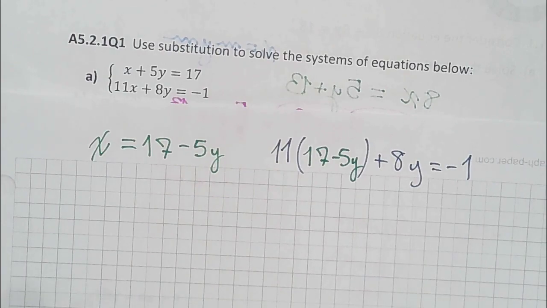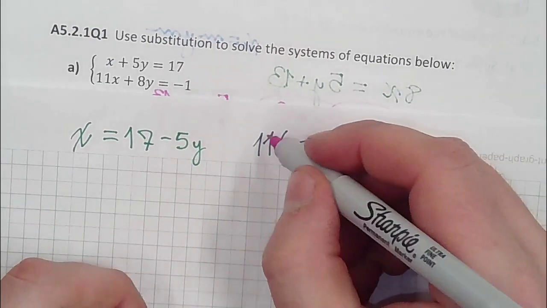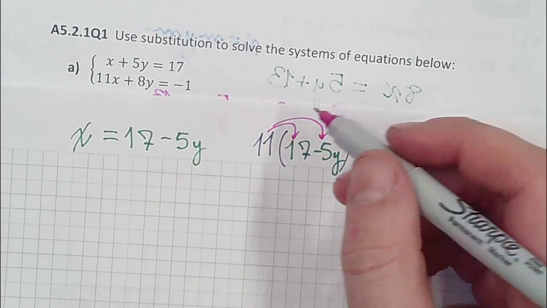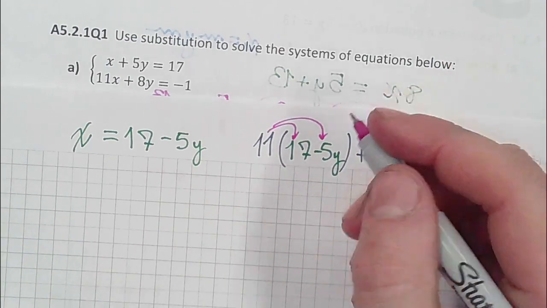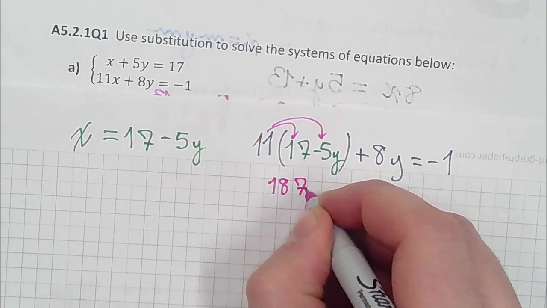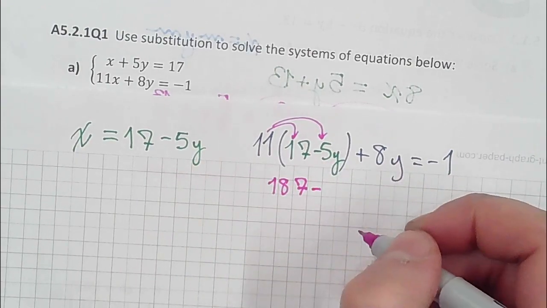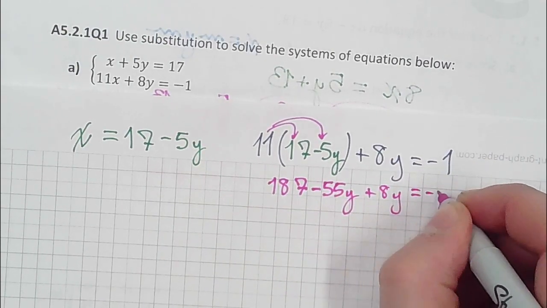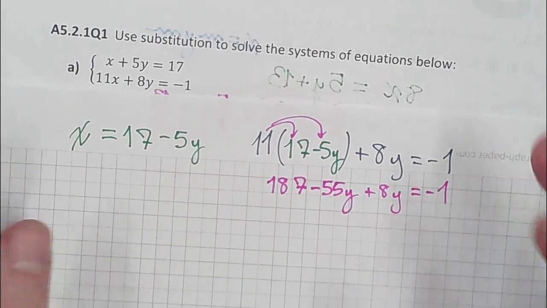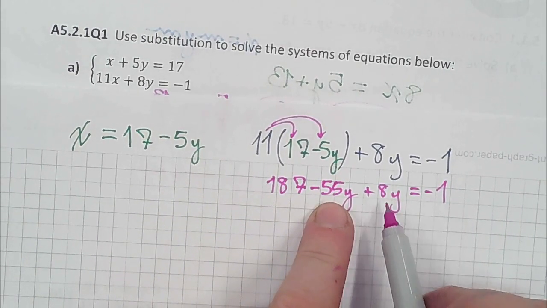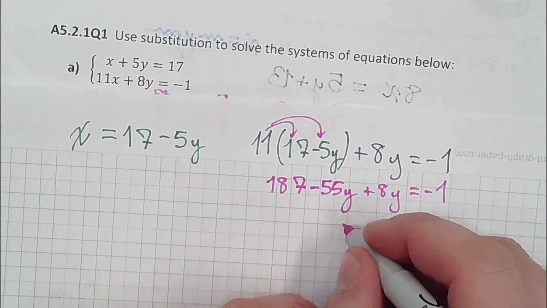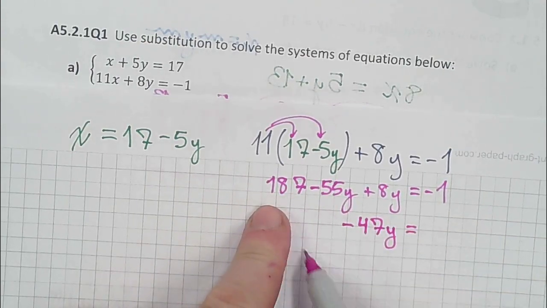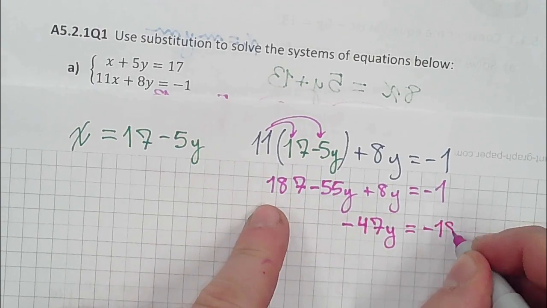Using some of the skills we acquired in Chapter 4, we're going to distribute this 11 into both of these, right? There's two terms here. 10 times 17 is 170. So 11 times 17 is just 17 more than 170, also known as 187. 11 times -5y is definitely negative. It'll come out to -55y's. Combining like terms, again, using some skills from Chapter 4, -55y's plus 8y's, we can combine those because they're both y's. And we'll end up with a total of -47y's. If I subtract 187 to combine it with this -1, I get -188.